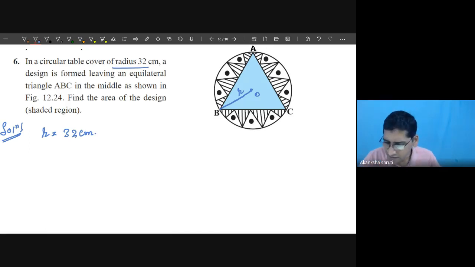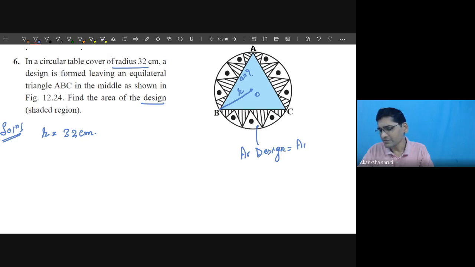But the question is to calculate the side length of this equilateral triangle. Then the required area, means the area of this design, is asked here. This is the design. So this design area is equal to area of circle minus area of triangle. It is this much simple.